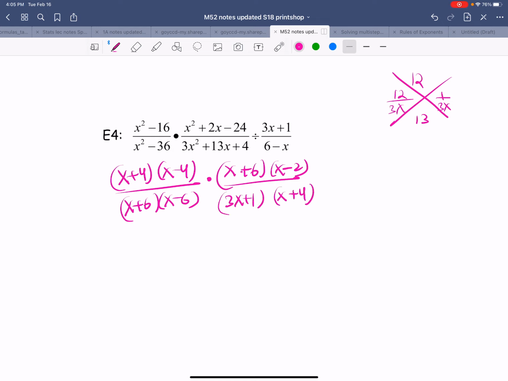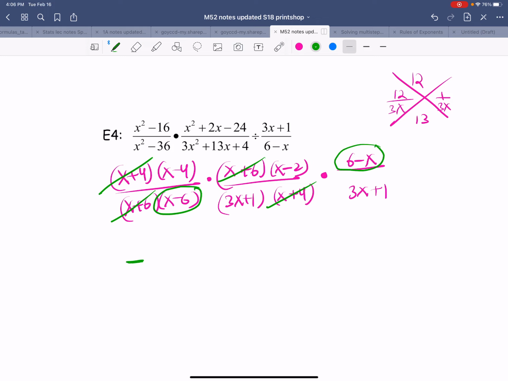And now we can change the division into multiplication and flip the very last fraction. Okay, and there's nothing to factor, which is nice. Let's cancel out all the common factors. We have x plus 4 in the numerator and denominator. We got x plus 6 in the numerator and denominator. And that's all. But look at this, x minus 6 and 6 minus x.